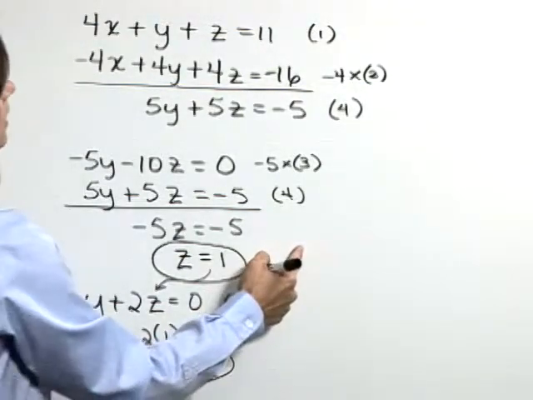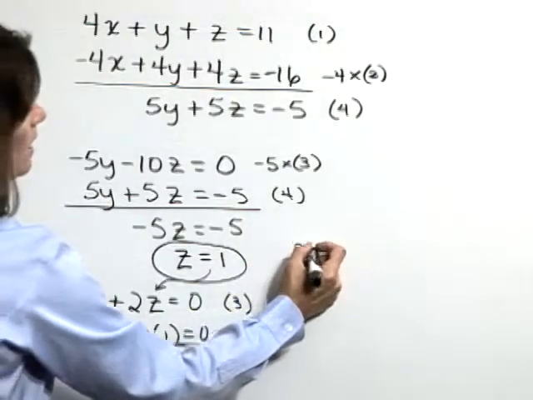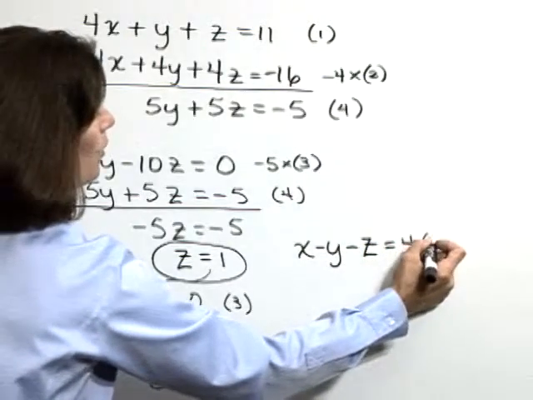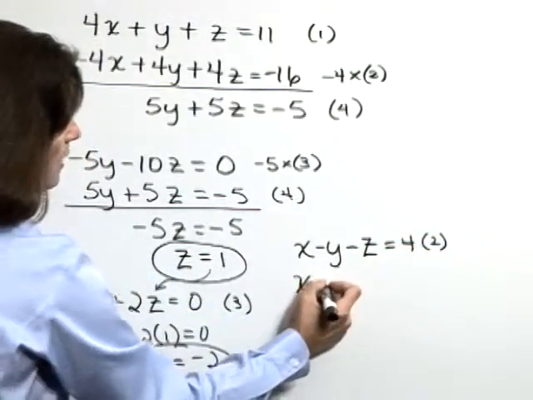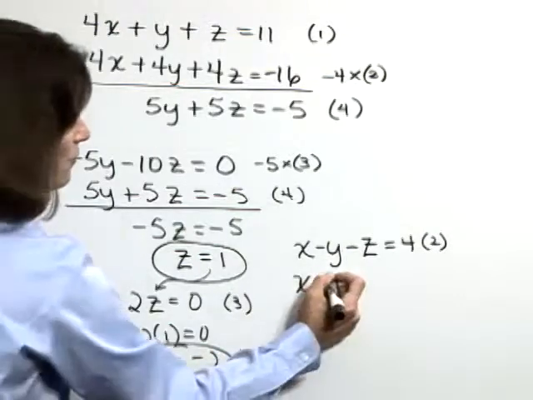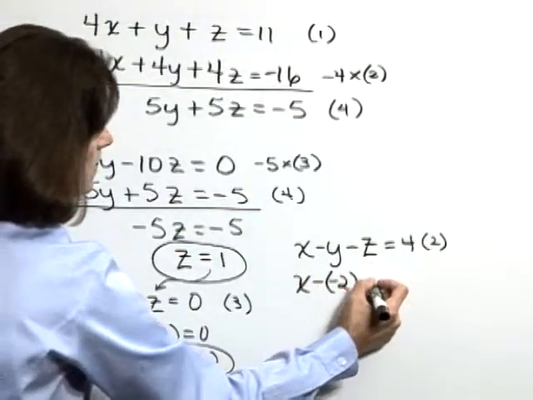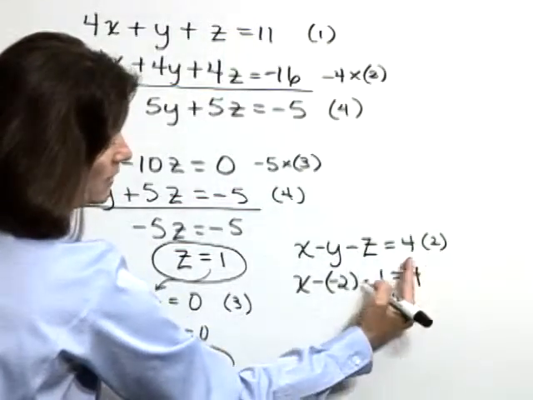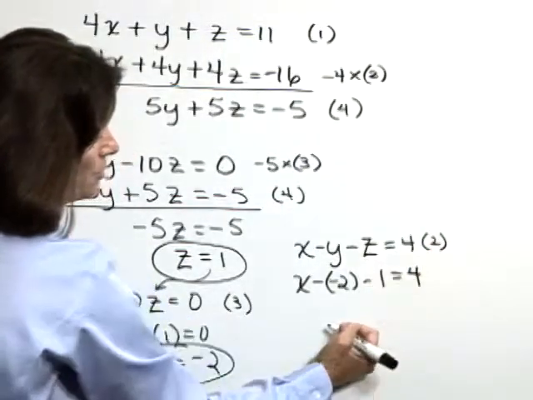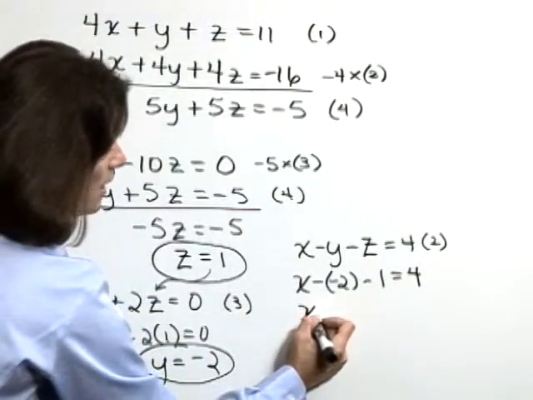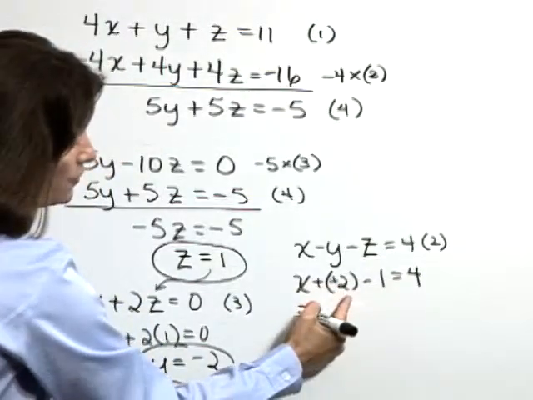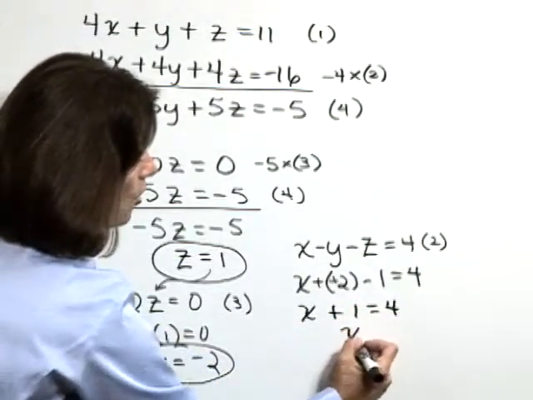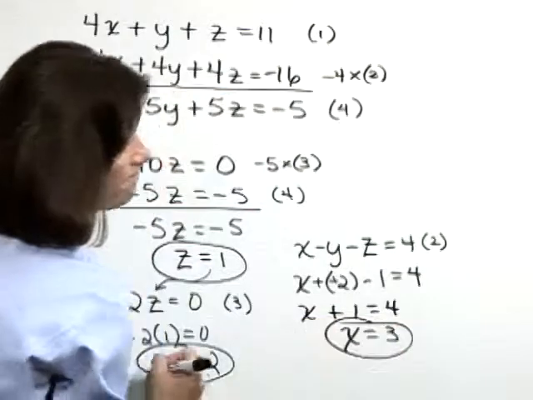Equation 2 reads as x minus y minus z is equal to 4. So this becomes x minus, in place of y, put negative 2. In place of z, put the number 1, and that's equal to 4. This was equation number 2. So this becomes an x plus 2 minus 1. That's an x plus 1 is equal to 4, or x is equal to 3.